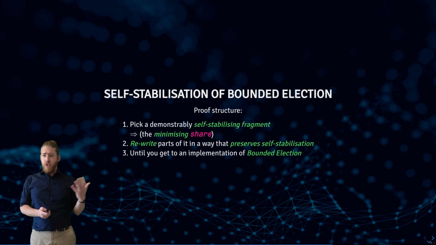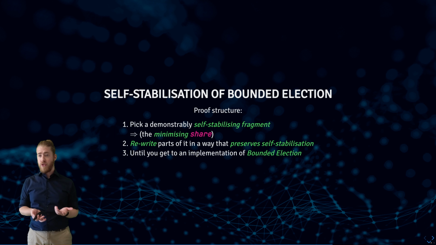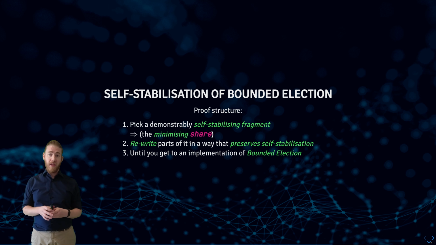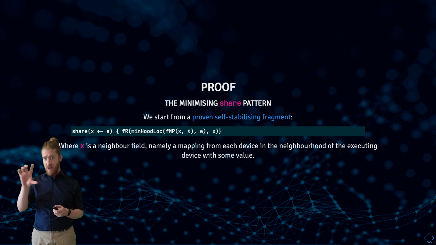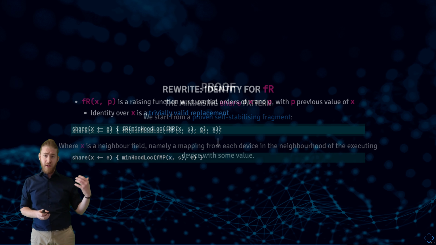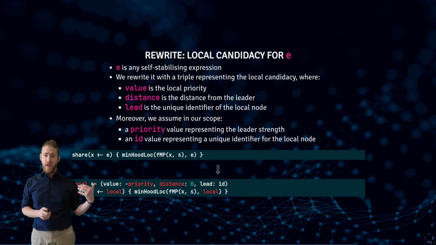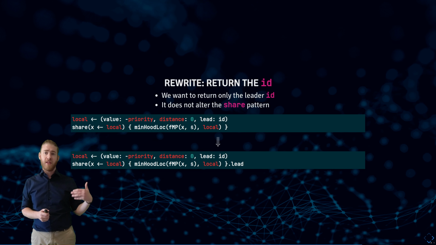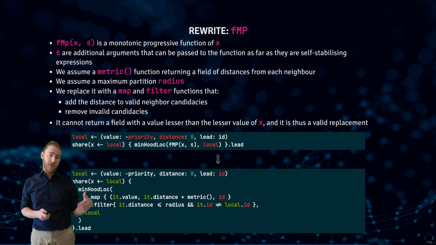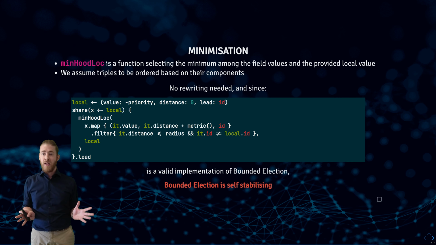Well, I'm not going through the proof of self-stabilization in this presentation, as I think it would get most of you sleepy, but I can explain the proof structure quickly. The idea is to pick a demonstrably self-stabilizing fragment, known as the minimizing share, and rewrite parts of it with changes that preserve its self-stabilization. After several rewrites, we arrive at a valid implementation of bounded election, which is in turn self-stabilizing.